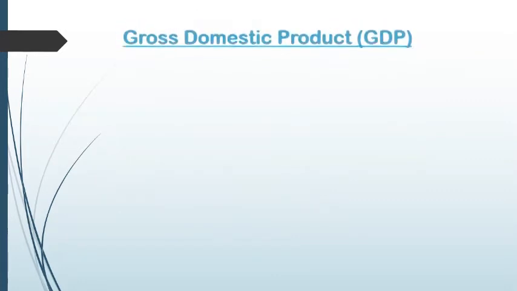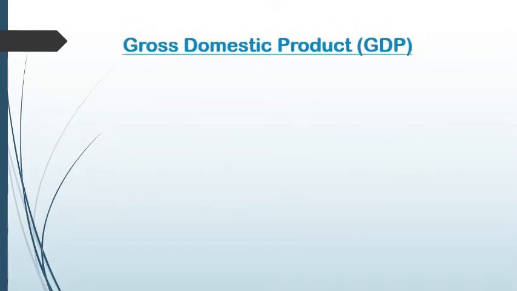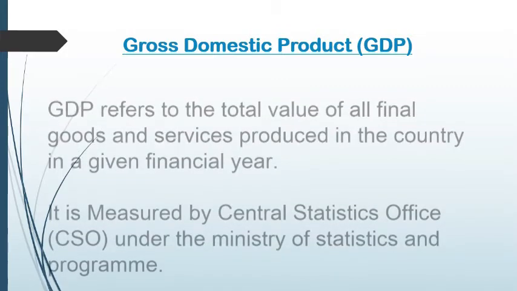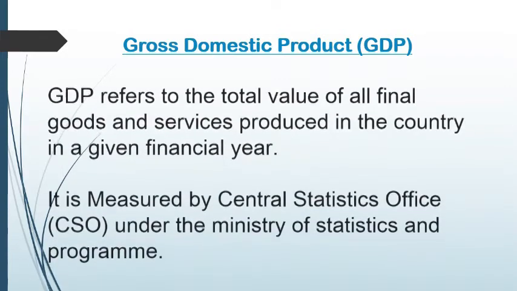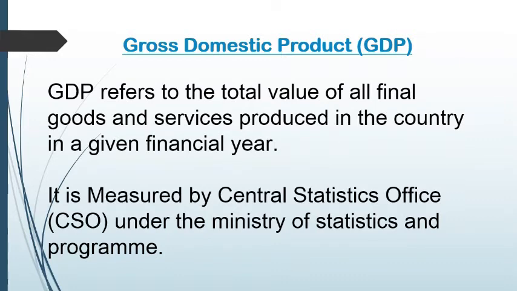GDP, that is gross domestic product. It refers to the total value of all final goods and services produced in a country in a given financial year. The value of final goods means that it does not include the value of intermediate goods. GDP is measured by Central Statistical Office, which functions under the Ministry of Statistics and Program Implementation.